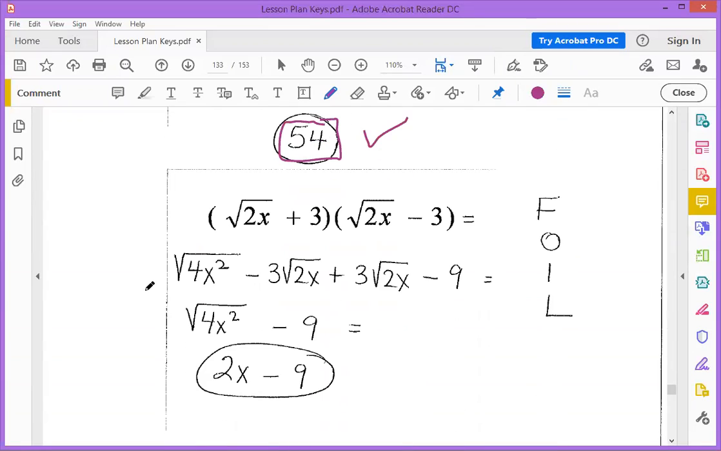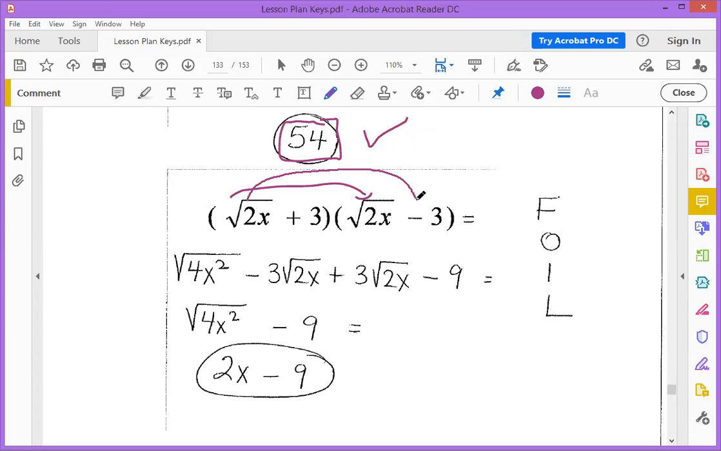And then this next example, we're going to FOIL again. The square root of 2x times the square root of 2x. That's 2 times 2 gives us 4. X times x gives us x squared. So the square root of 4x squared.